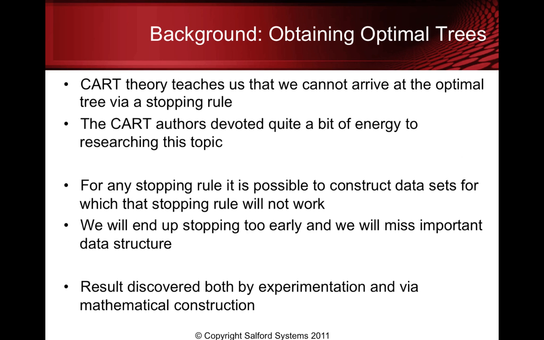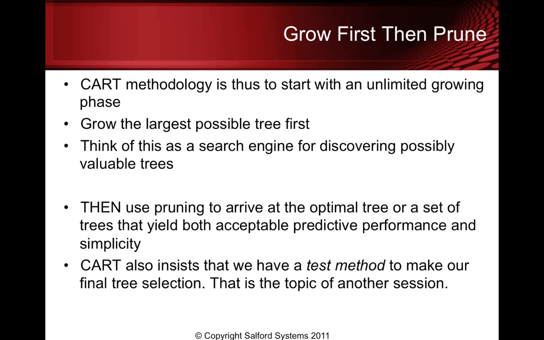We need to start with a little bit of background about obtaining optimal trees. CART theory teaches us that we cannot arrive at the optimal tree via a stopping rule. The CART authors devoted quite a bit of energy to researching this topic. For any stopping rule, it is possible to construct datasets for which that stopping rule will not work. And what that means is we will end up stopping too early and we will miss important data structure. This result was discovered by both experimentation and via mathematical construction.